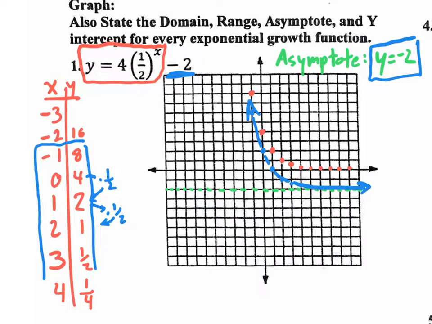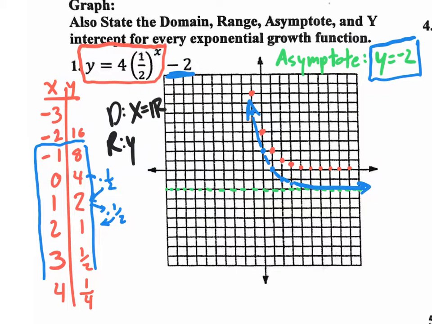We already know that this is a decay function because the base is less than 1. What else? Let's state the domain. Yep. The domain for all these, whether it's growth or decay, is x equals all real numbers. Now the range, we're going to talk about the y values. And the range, it's going to be y is greater than or maybe less than. It's either above or below your asymptote value.